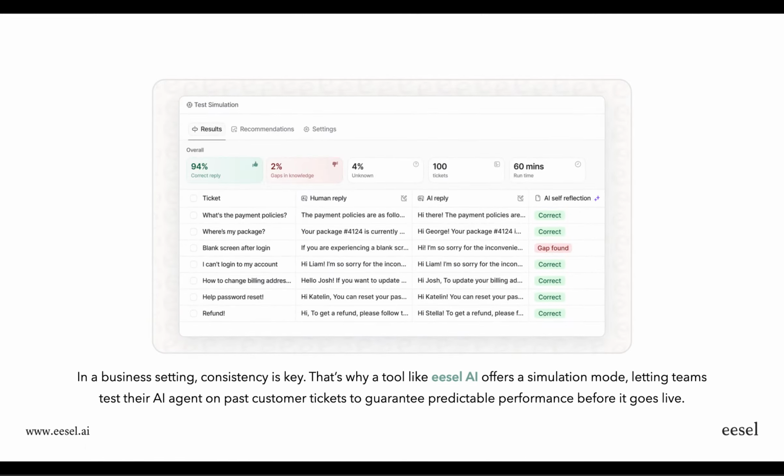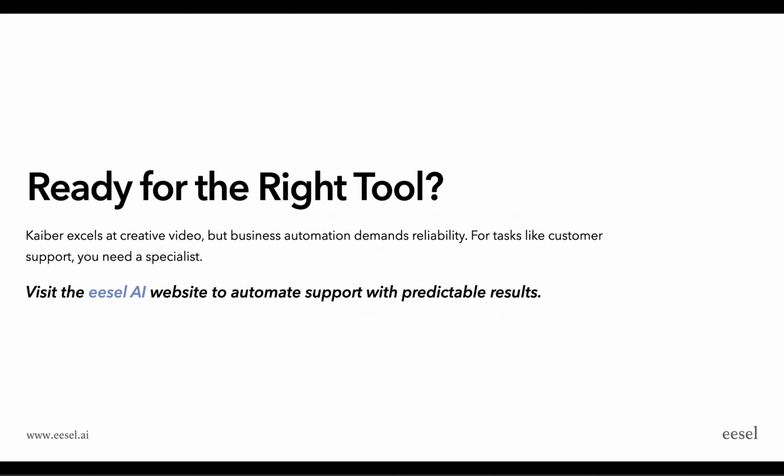And that brings us to a key difference for business applications, the need for consistency. A tool like eesel AI, for example, lets you run simulations to guarantee predictable performance, which is critical for something like customer support. So the takeaway is simple. Kaiber is a brilliant choice for creative video projects. But when your business needs reliable, automated results, you need a specialist.